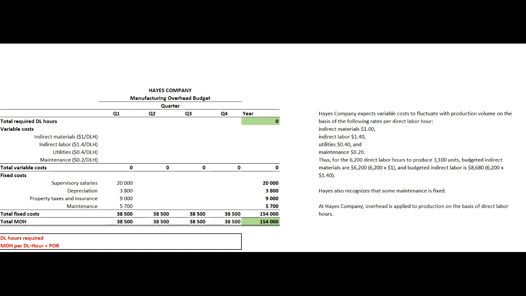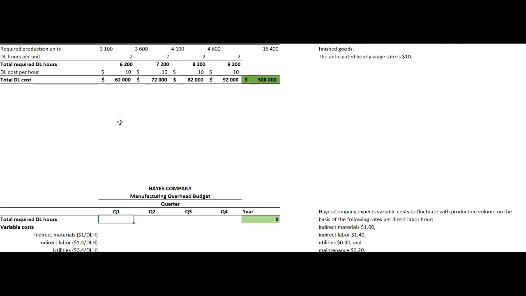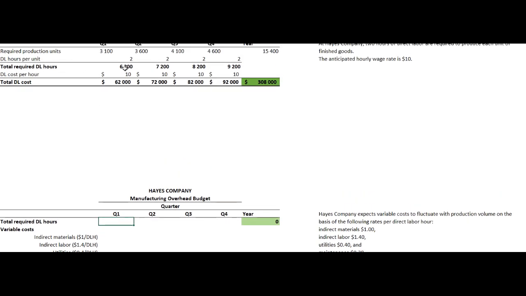To prepare a manufacturing overhead budget, you will need to account for both variable and fixed costs. Let's start with variable costs. Variable costs fluctuate with the activity level, which in this case is measured by direct labor hours (DLH). For each of the variable cost components, you'll multiply the rate per DLH by the total estimated hours for the quarter, coming from the direct labor budget.